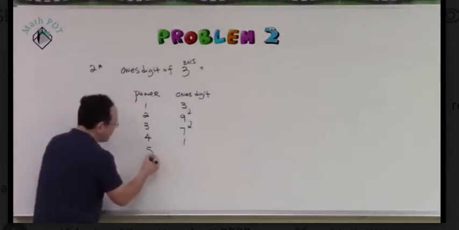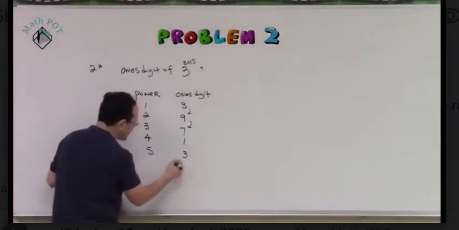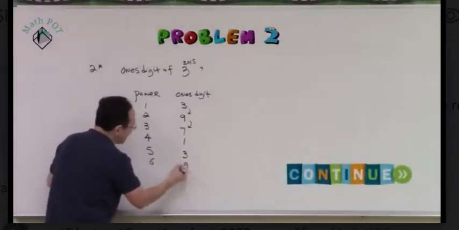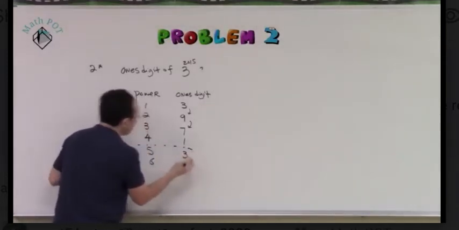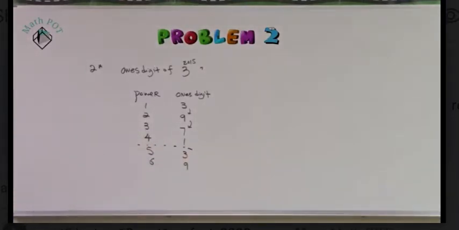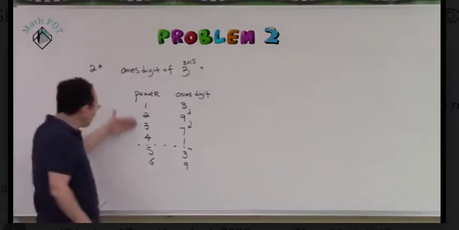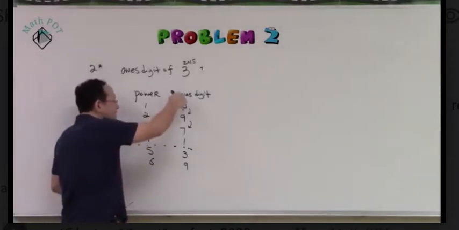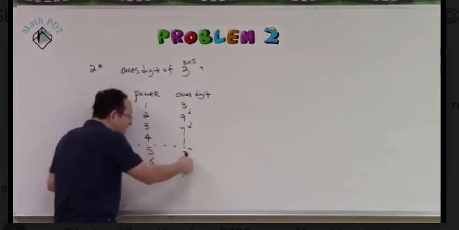Next one is power 5: this one multiplied by 3 is nothing but 3, then continuing, 9, and of course at this point it's very clear. So this is nothing but a repeating pattern problem. After powers 1, 2, 3, 4, we see the answer is nothing but 3, 9, 7, 1, 3, 9, 7, 1.